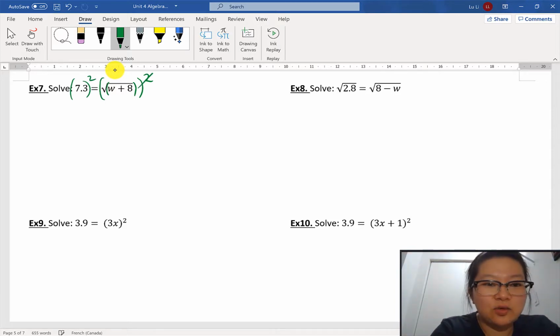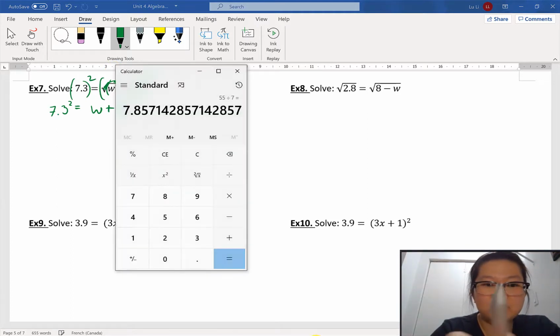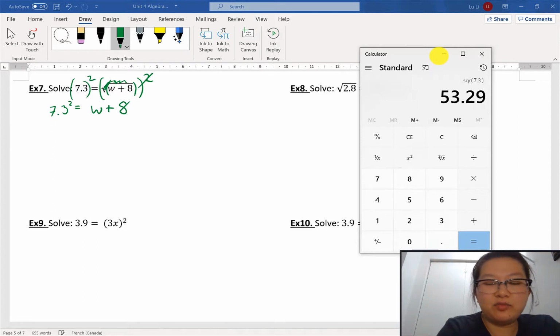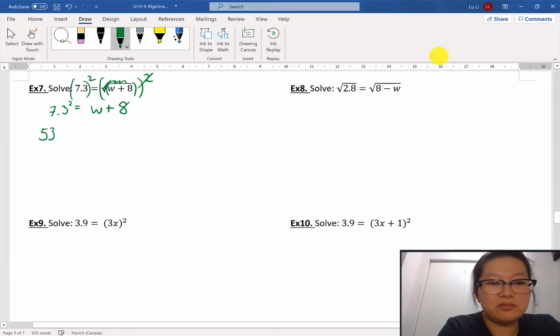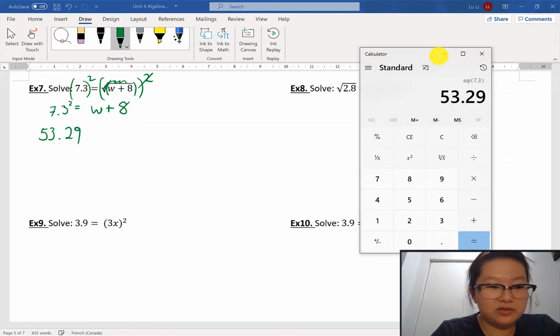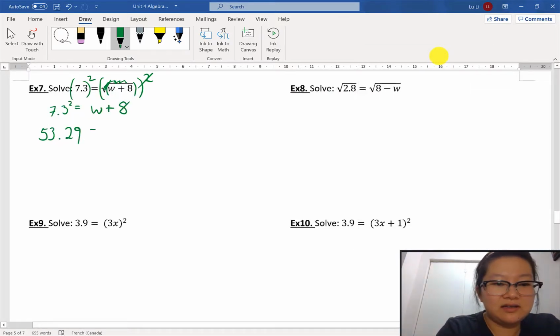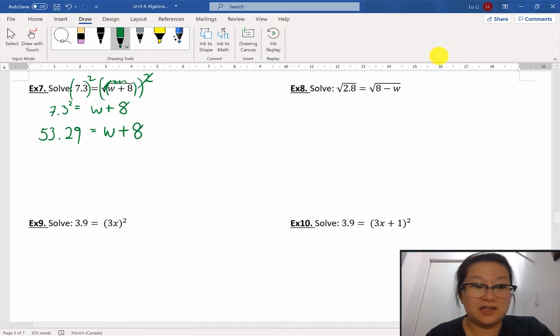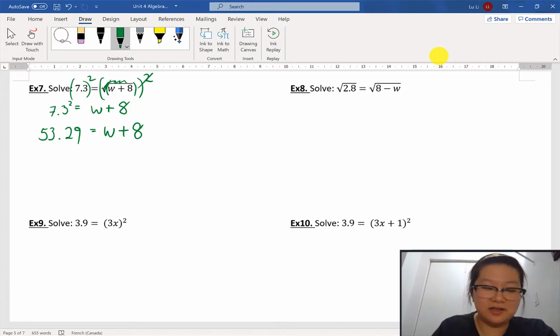And as a result, this square gets rid of this radical sign over here, and then we're left with 7.3 squared is equal to w plus 8. Okay, 7.3 squared, we can check that on the calculator. 7.3 squared is 53.29. Double check I have it. Is that the right number? 53.29, okay.